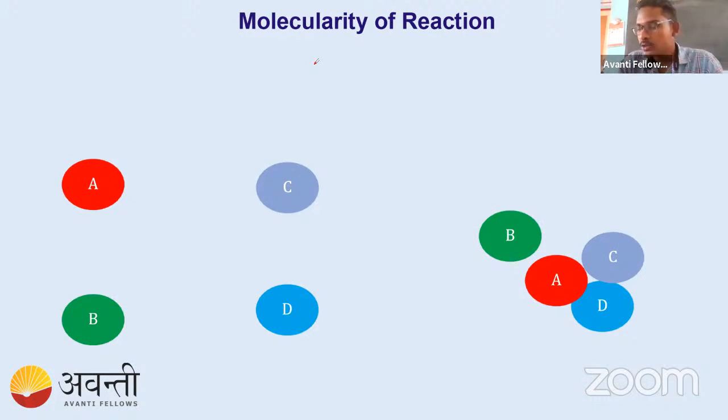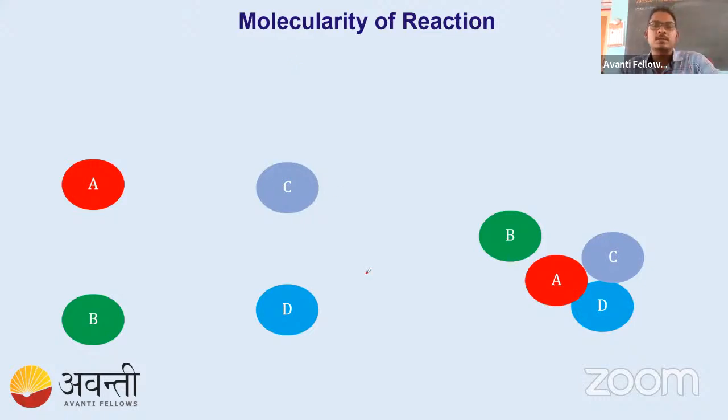So most of you are thinking in this case also molecularity becomes 4. But this is not the case. The maximum molecularity we can think of is 3. More than 3 is not possible. Why is it not possible?